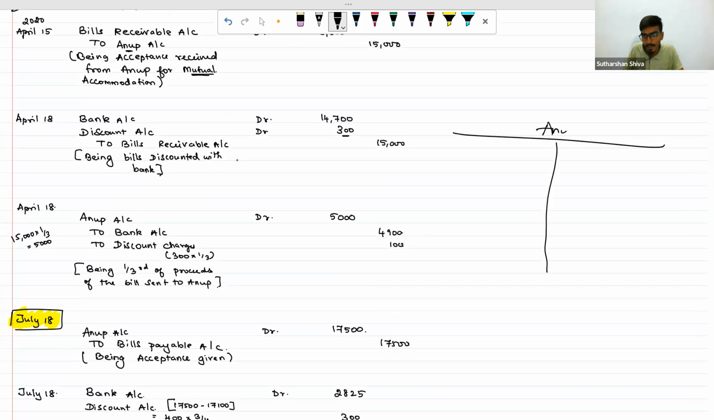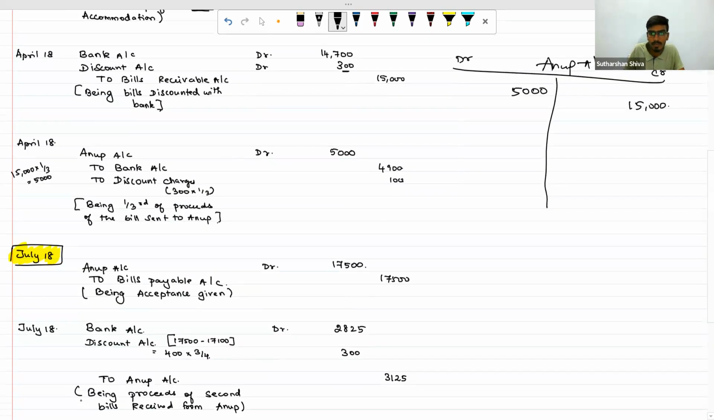We will prepare Anup account here. In this Anup account, where there is 15,000, simply put 15,000. Don't write anything else, just roughly do it in your examination. Next, where Anup, 5,000 I have paid. I will get a credit from them, and I have paid 5,000 to them. Then here Anup is how much? 17,500.